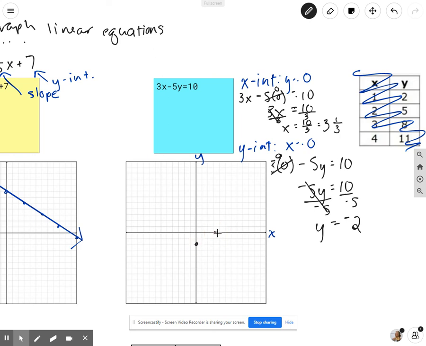Alright, and now we can draw the line through these 2 points, and make sure that you put your arrows. And that is our graph.